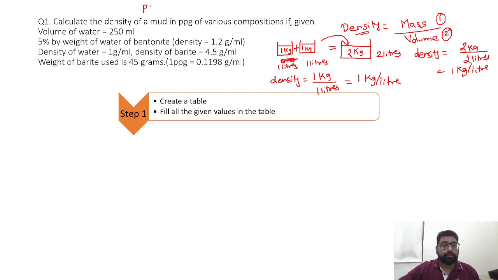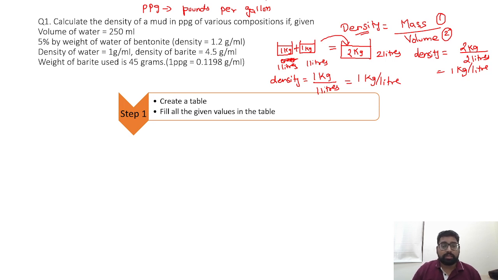So ppg means pounds per gallon. Okay. Now pounds is a unit of weight or mass, and gallons is a unit of volume. Okay, it's an oil field unit.